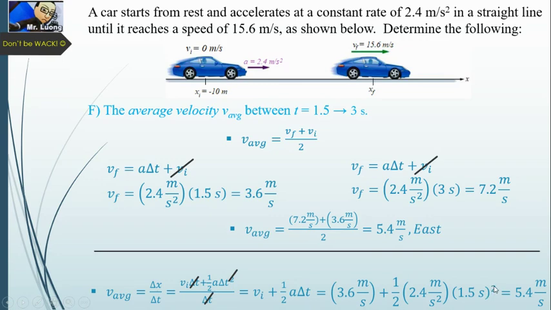And excuse me, ignore that square right there. I canceled that square already. This is just poor work on my part, okay? That square should not be there. Okay, so I'm just going to mentally block that square out with my cursor. That square should not be there. So 3.6 plus 1/2 times 2.4 times 1.5 will give you 5.4 meters per second. And again, put east for the sake of average velocity being a vector.